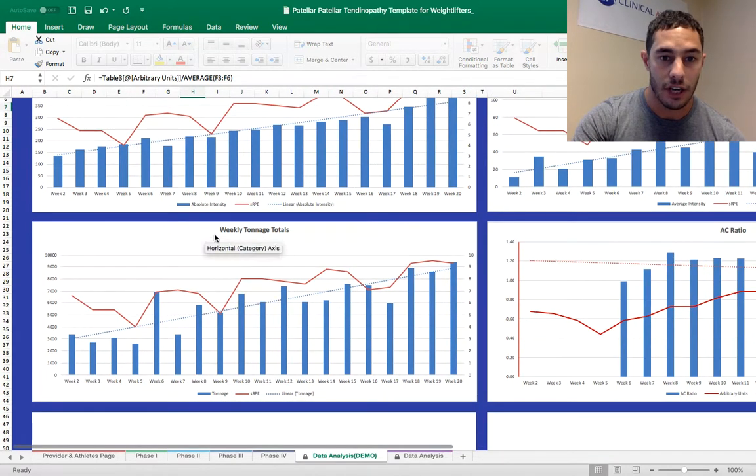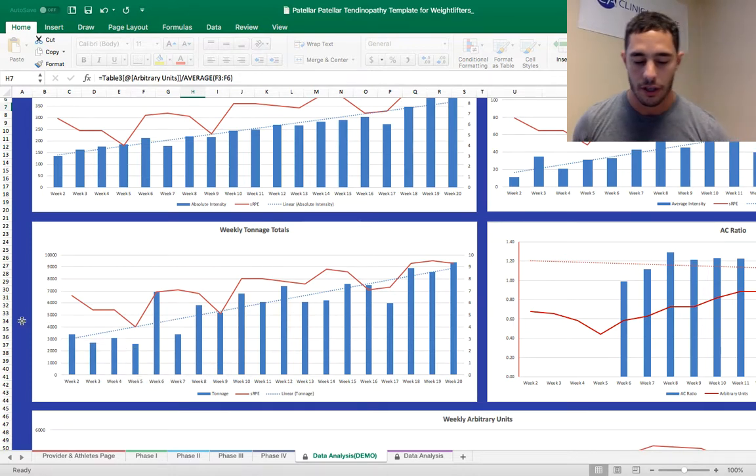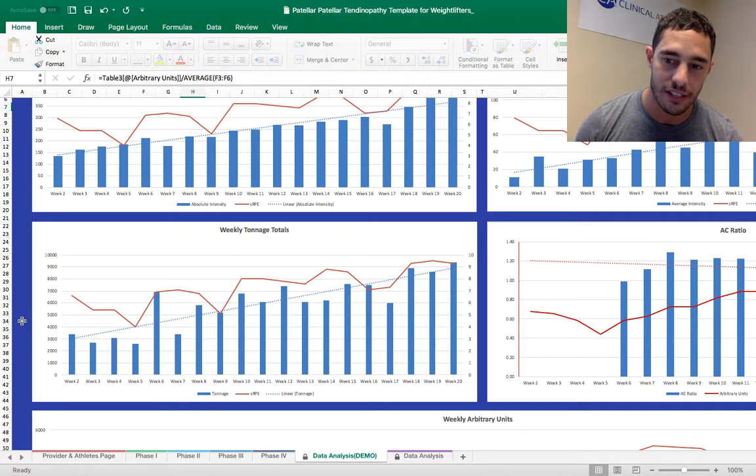And then tonnage, same idea. So this can be variable. If your goal of the specific week or phase is to increase intensity, and then maybe you drop a set, if you're doing less volume, then you're probably going to see tonnage values go down. This is not necessarily bad.